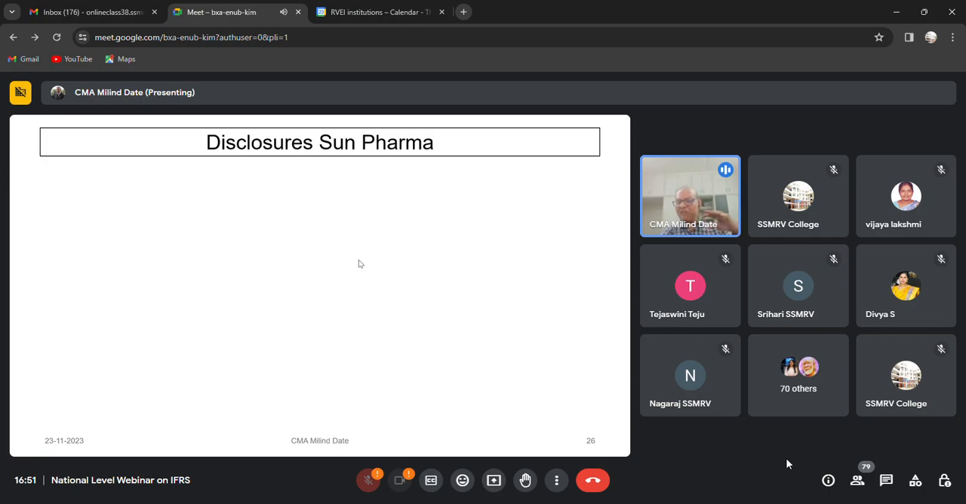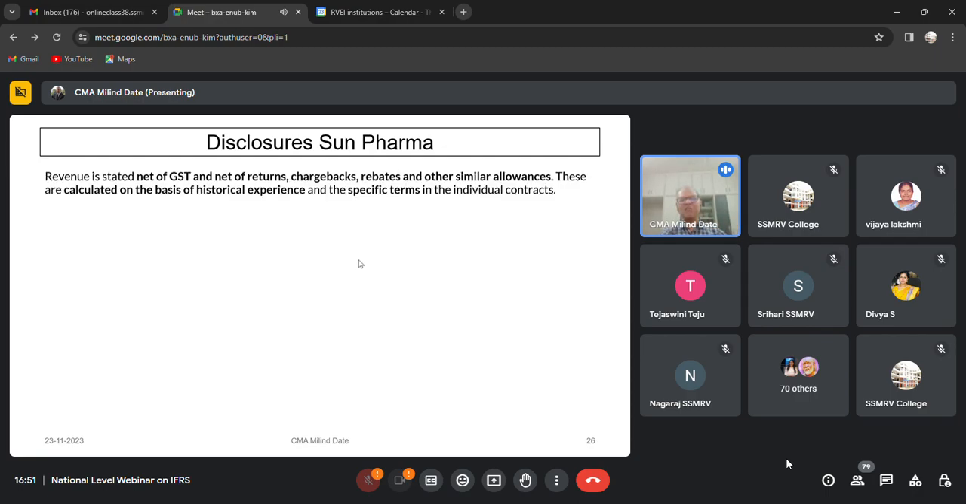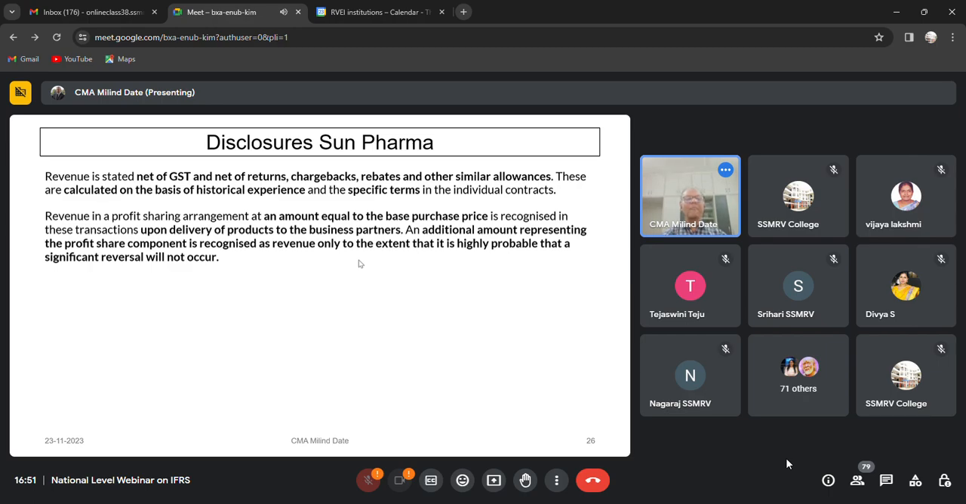So one company which I took, automobile. The second company I took was of project. Third, I am considering Sun Pharmaceuticals. It's a pharma company. Simple product business. So revenue is net of GST, net of chargebacks, net of rebates, calculated based on historical experience, right? So there is sufficient evidence available on which the company can naturally make the judgment.